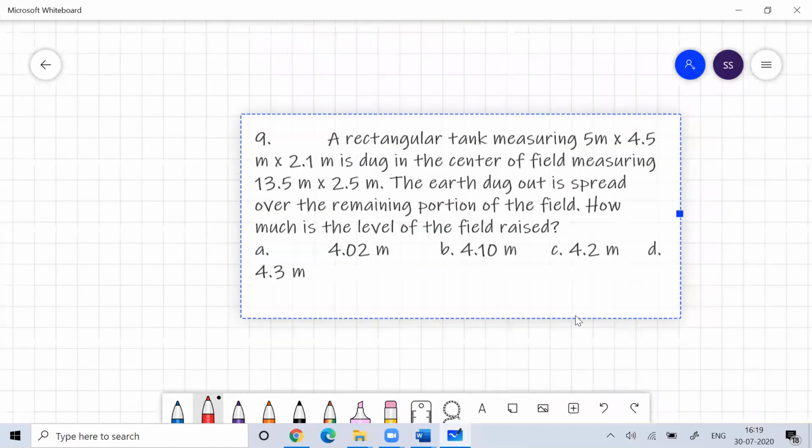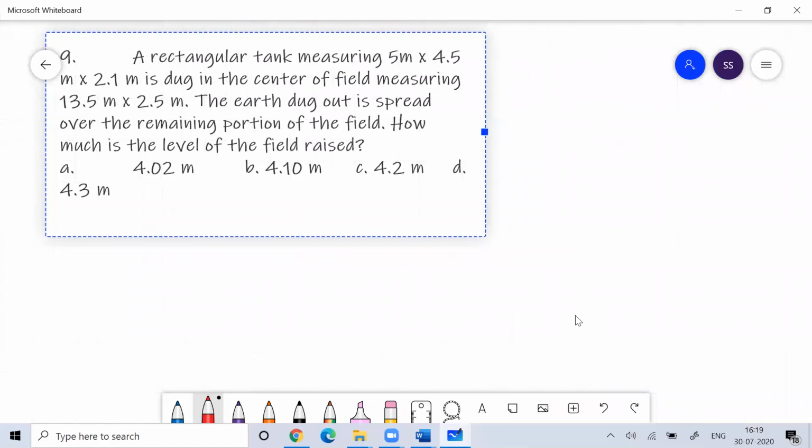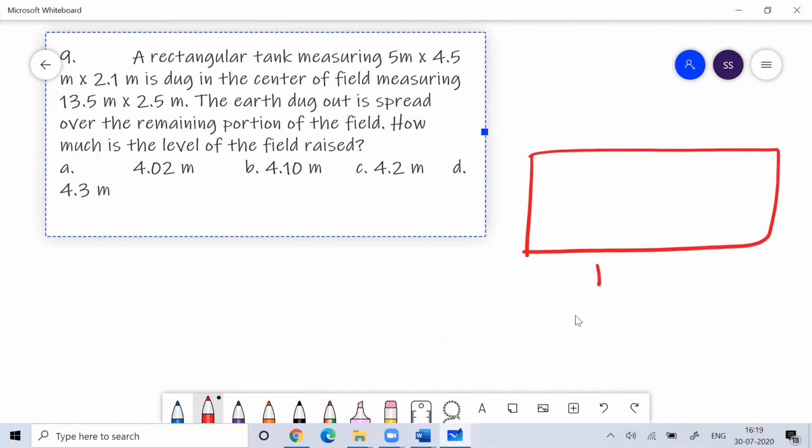Now you can see this question: a rectangular tank measuring 5 into 4.5 into 2.1 is dug in the center of a field measuring 13.5 into 2.5. So this is the field. In this field, you are creating a space, and the dimension of the space is 5 into 4.5 into 2.1.